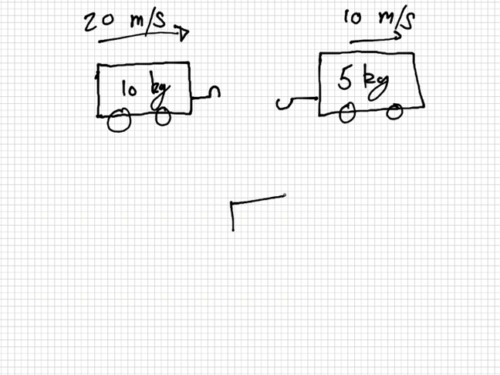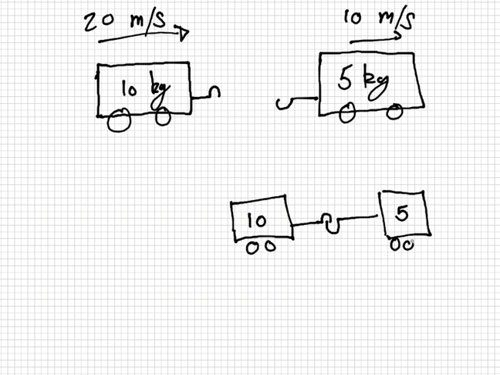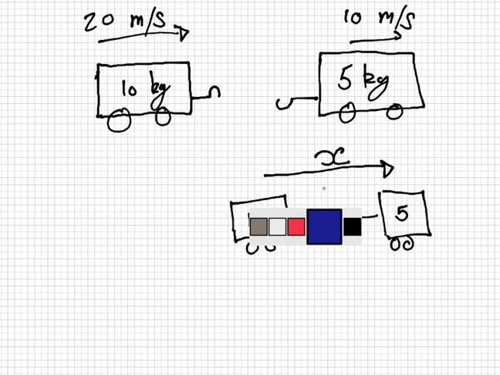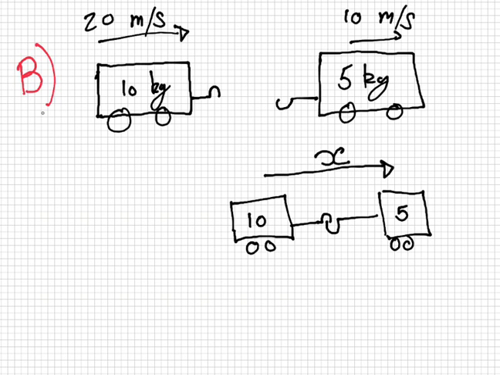And then afterwards, 10 and 5, and they move off together. But you don't know what speed, and that's what we're going to calculate. So what we say is this is the before collision, and then this is after collision. Before and after.